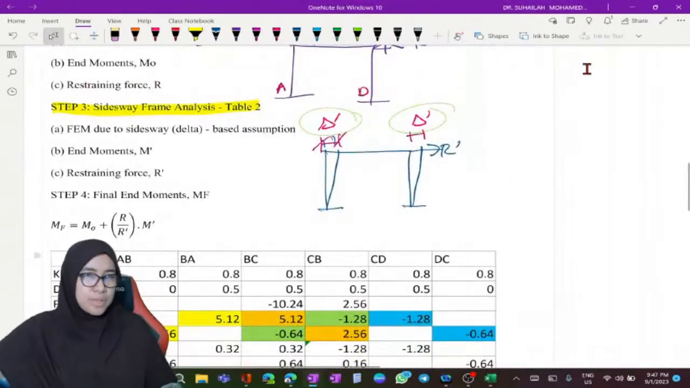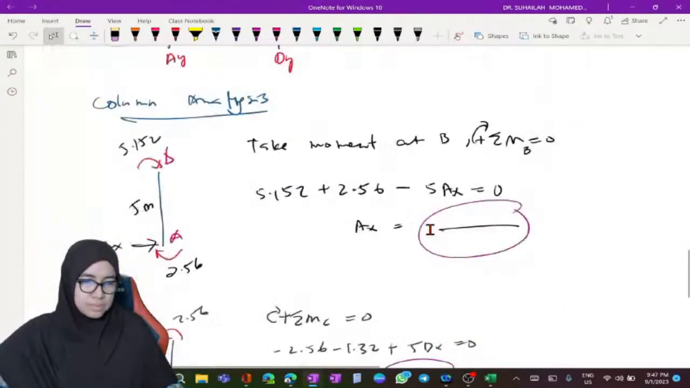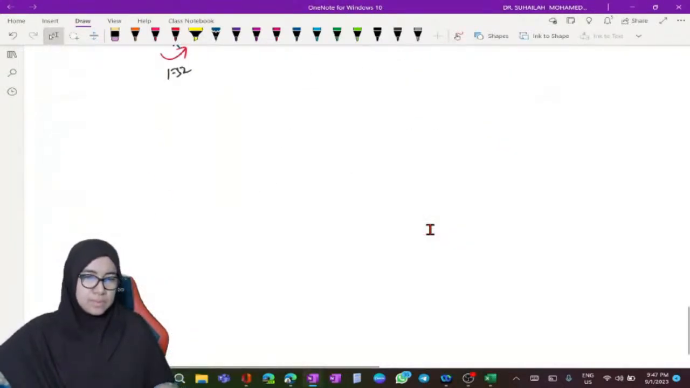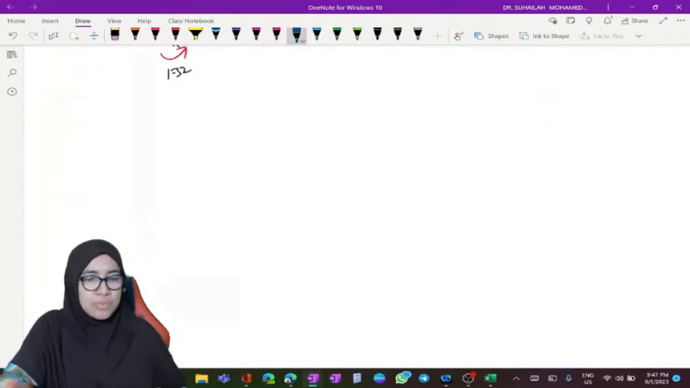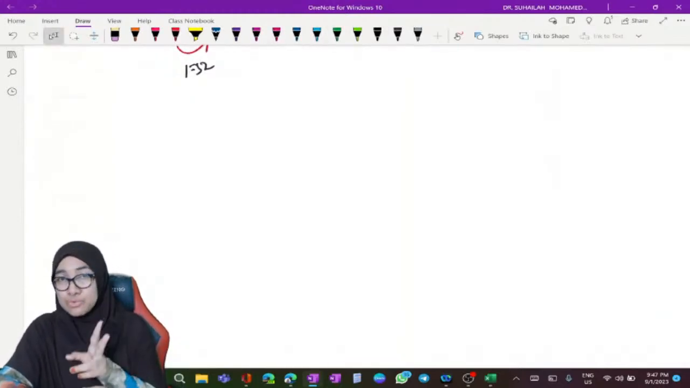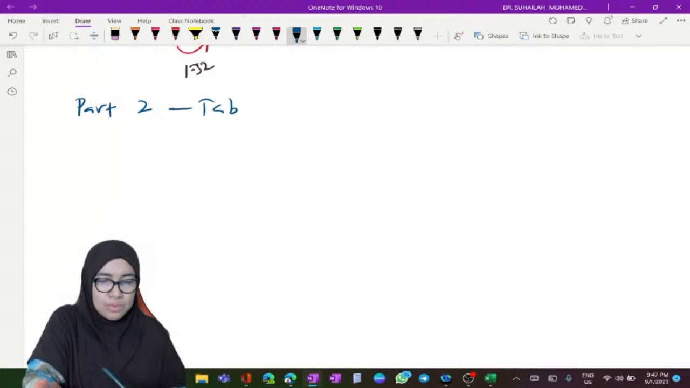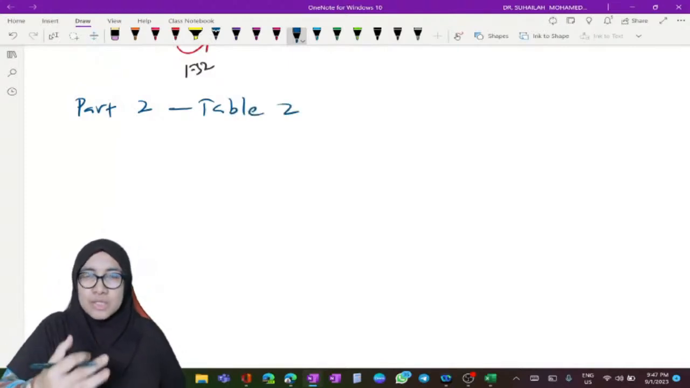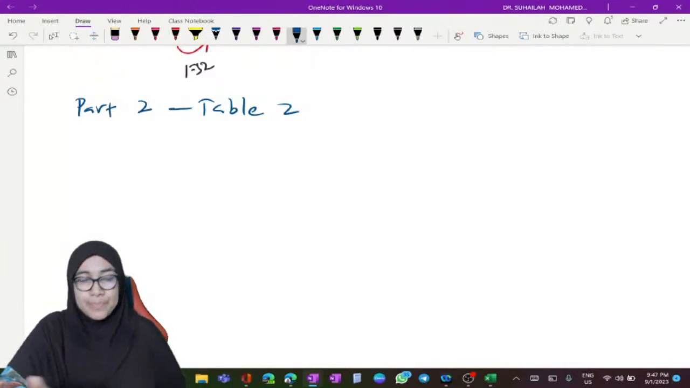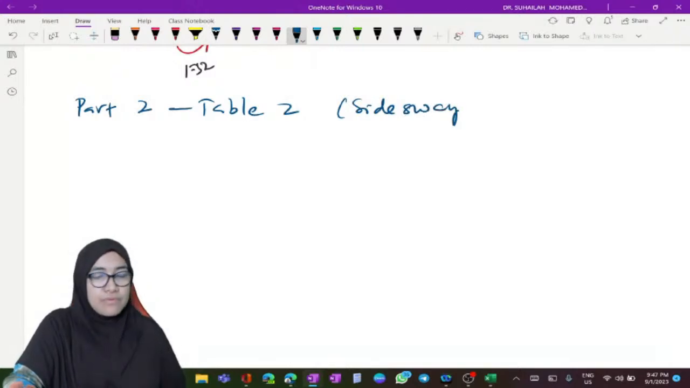Okay, now we will move to part 2. This is for table 2, the Sidesway frame.